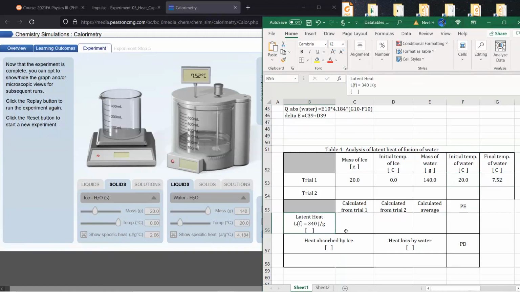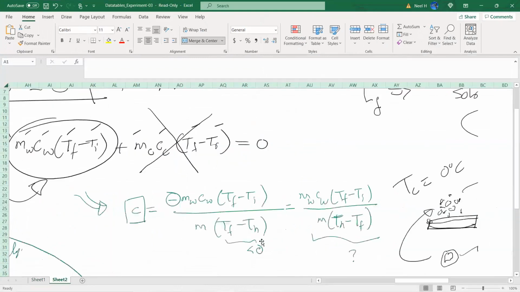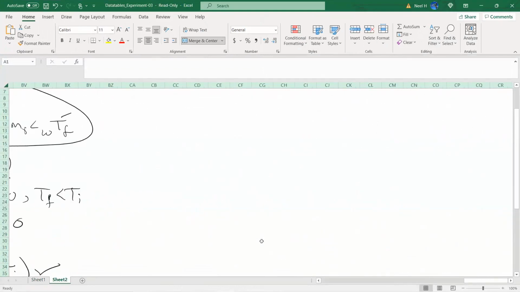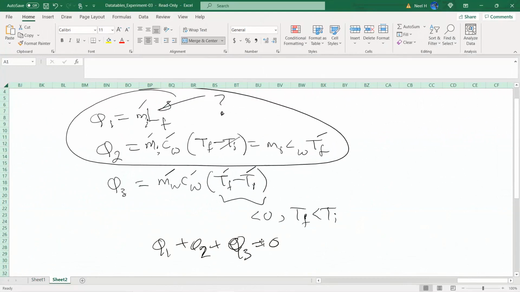That's it. Then let's calculate latent heat, usually in joules per kilogram. But since we're using everything in milligrams, we can keep the kilogram for the latent heat.